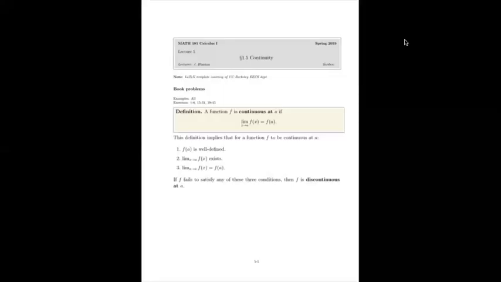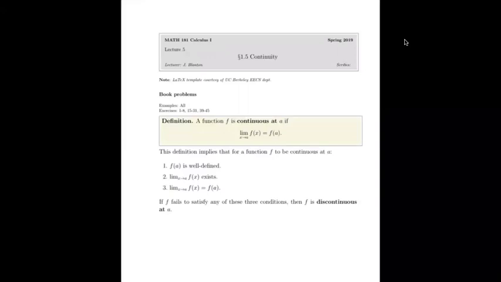Section 1.5 is continuity, whether or not a function is continuous. This is a key concept in calculus, probably a very natural step from the limit into the idea of a function being continuous. So the definition of a function f being continuous at a point a, in other words, a number a, is the following. If the limit as x approaches a of f of x is equal to f of a, then the function is said to be continuous.